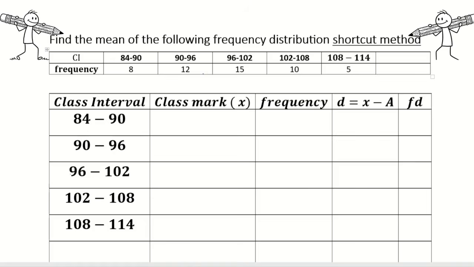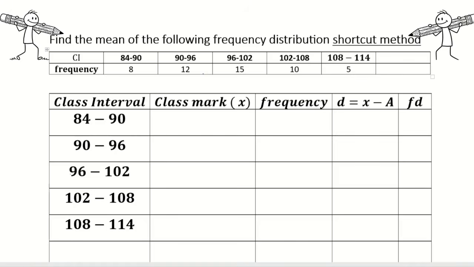Find the mean of the following frequency distribution by shortcut method. You can see the class interval and you can see the frequency. The question given in the exam will be like this. But I recommend you draw the table. So let us know the number of columns you will draw. When you know the number of columns, it becomes very convenient and fast in calculation. So get ready by making the columns.